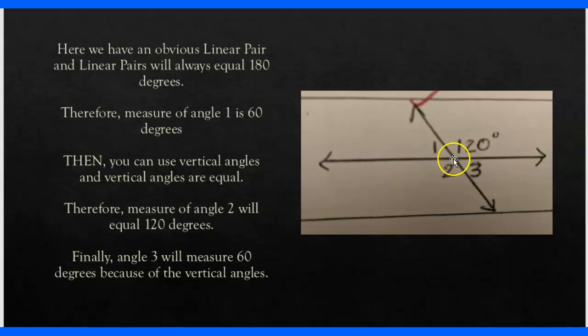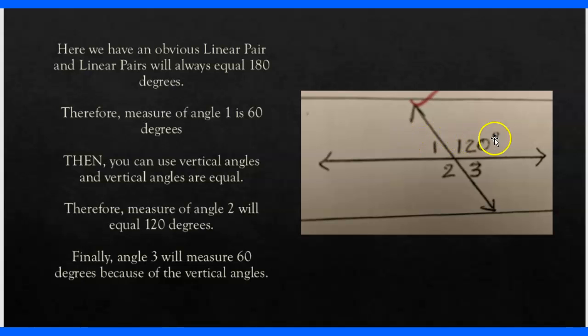First of all, we have a linear pair, and that's along this line. Remember, line equals linear. A linear pair we know will equal 180 degrees, so I've mentioned that up here in this first section. Therefore, we need to take 180 and subtract 120, which gives us 60. So angle 1 is 60 degrees.